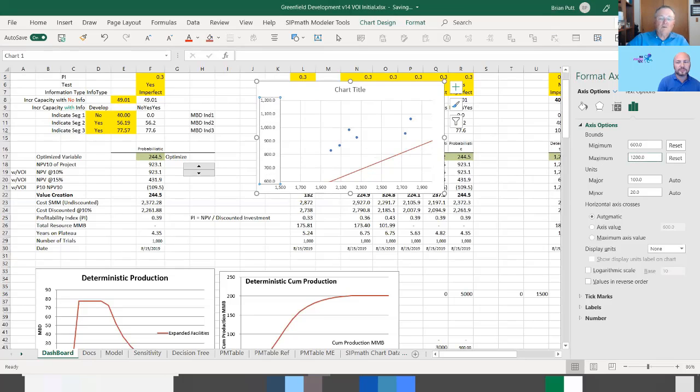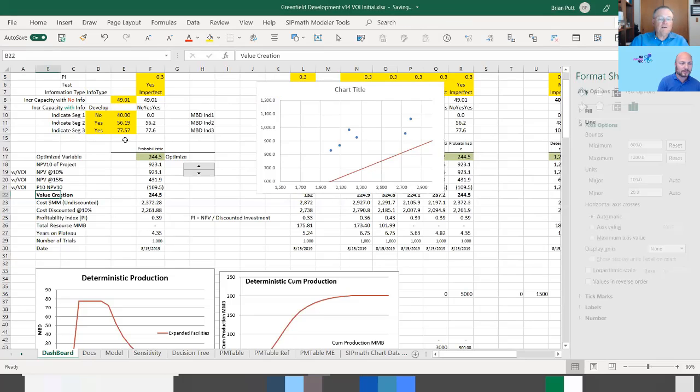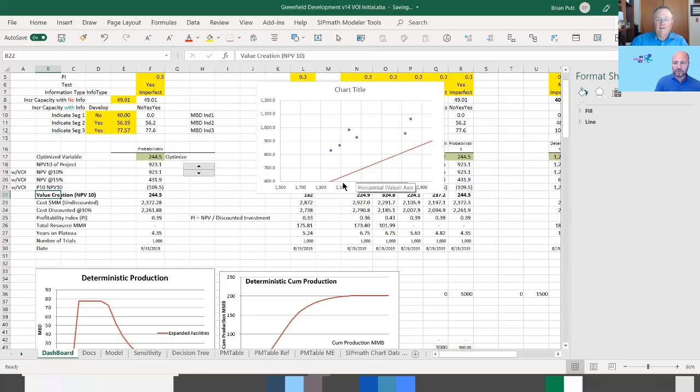All right. So now the value creation, this number we're optimizing to right here, is 244, the distance between this value and the red line if I just go vertical. So that's really an NPV number. Value creation is a form of NPV. And in our case, this is really an NPV 10 type of number. That's the NPV 10 above the red line, right?